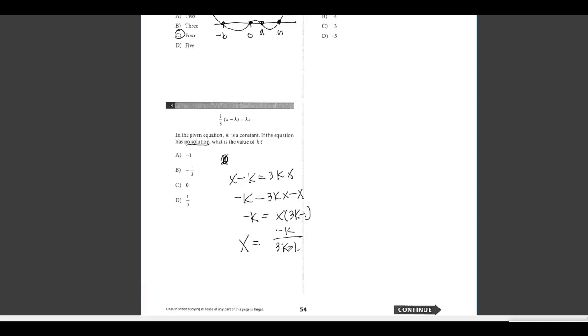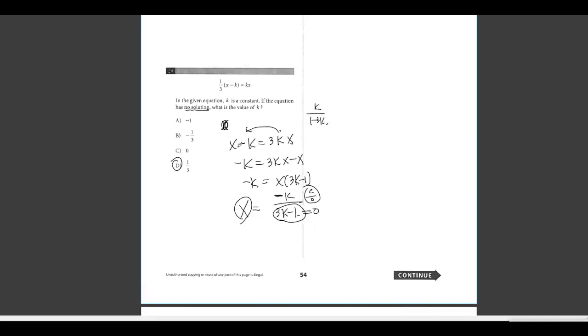Or if we move this one, it's going to be k over 1 minus 3k, right? Yeah, that's it, it doesn't matter. So this is the solution. But if k is 1/3, definitely the denominator is 0, that is undefined. Any constant over 0 is still undefined, okay? So when k equals 1/3, there's no solution, okay?